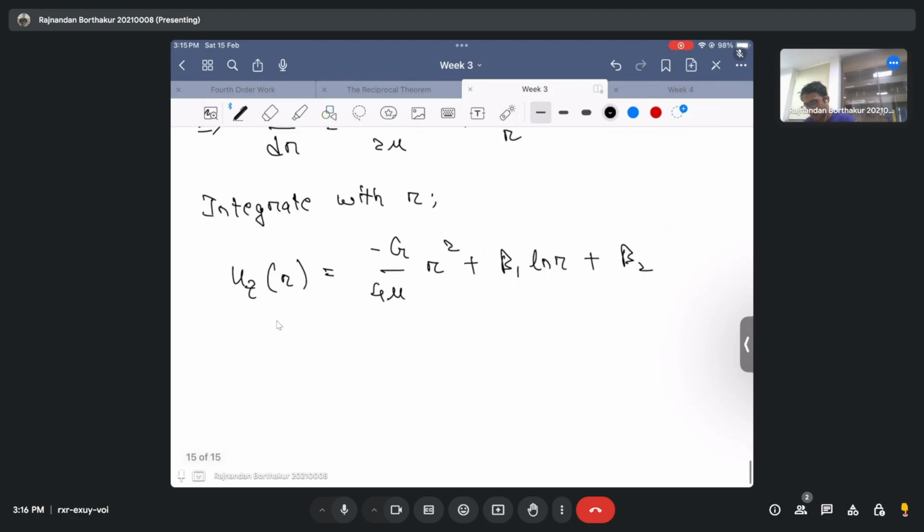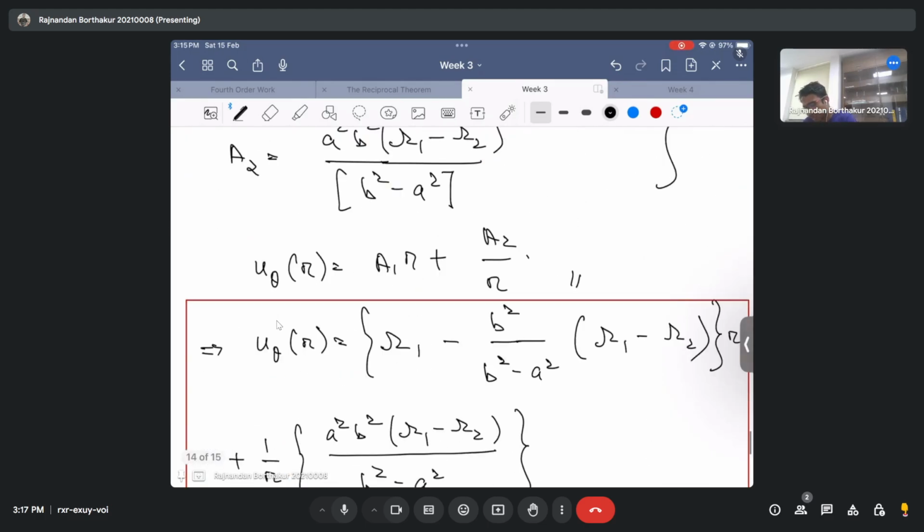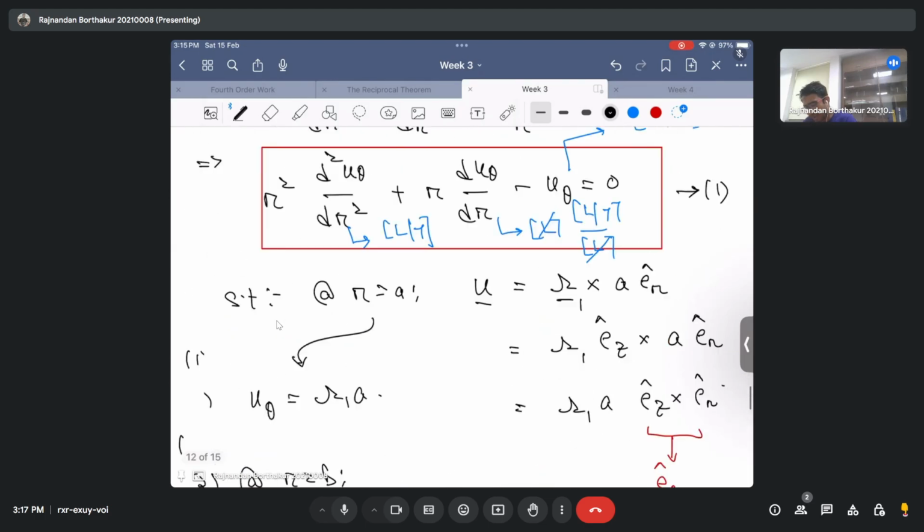Now, as is common practice, we evaluate the constants b1 and b2, for which we will again use the boundary conditions for uz. This is important, because we now need to think about what boundary conditions uz satisfies in order to evaluate the constants b1 and b2. So for that, I would like to take you to the physical picture.